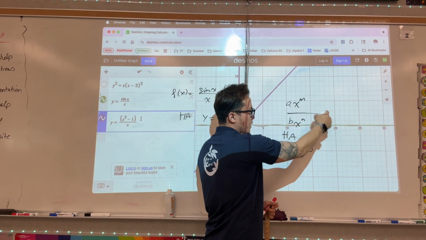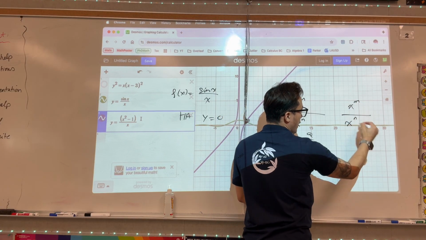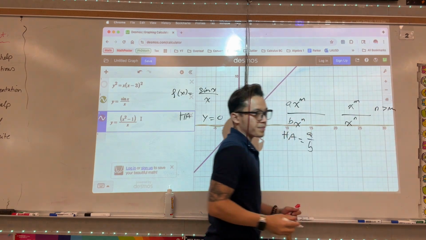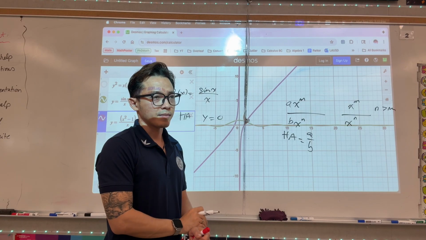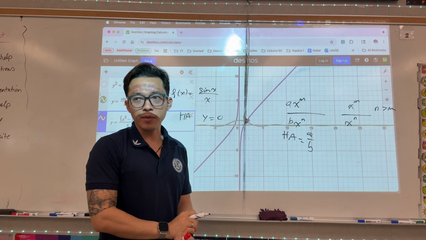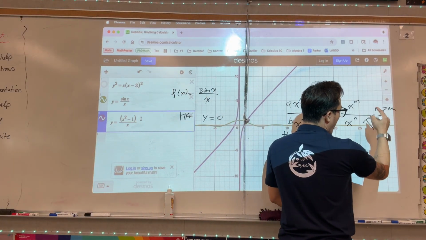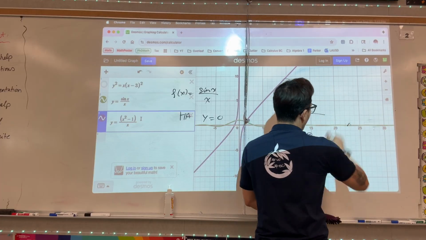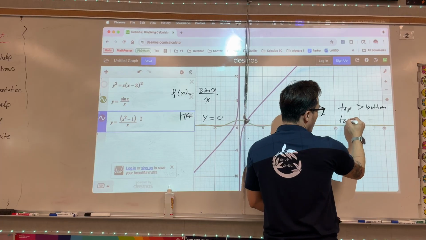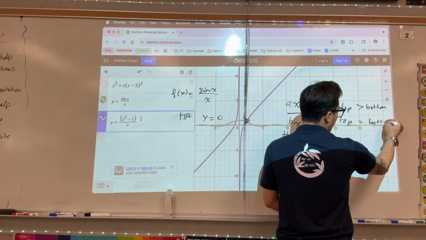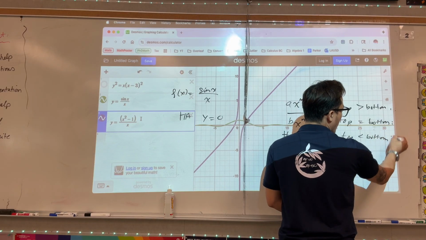If the bottom is larger than the top, so like if n is larger than n, what happened? You have that note? It's over here. Maybe when you find it yourself, you memorize more. We have three cases, when the top is larger than the bottom, when the top equals the bottom, and when the top is less than the bottom. I'm talking about degree. What happened with the HA?